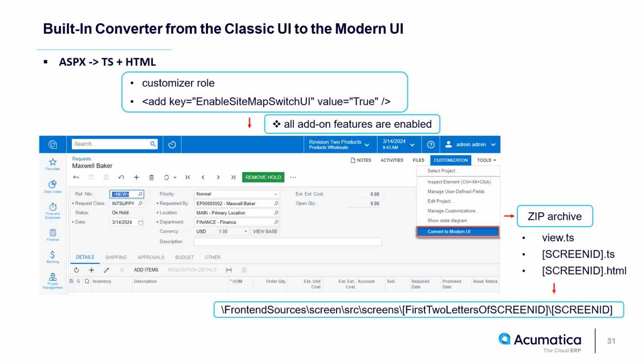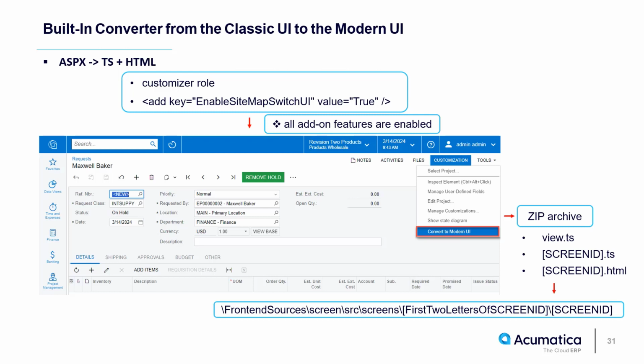If there is a screen that is not yet converted to the new UI, so some built-in screens are not yet converted, or you may have a custom screen that you've created and you would like to convert it to the new UI, you can also do it in automatic mode. For that, first of all, you enable the sitemap switch as shown on the previous slide, and then you go to the screen, you go to customization, and you click convert to modern UI.